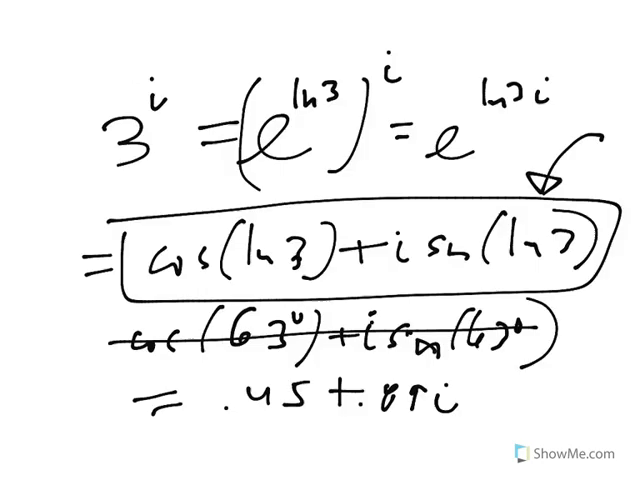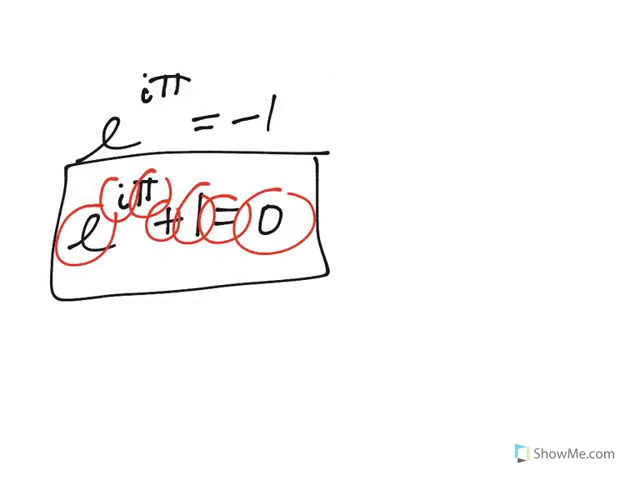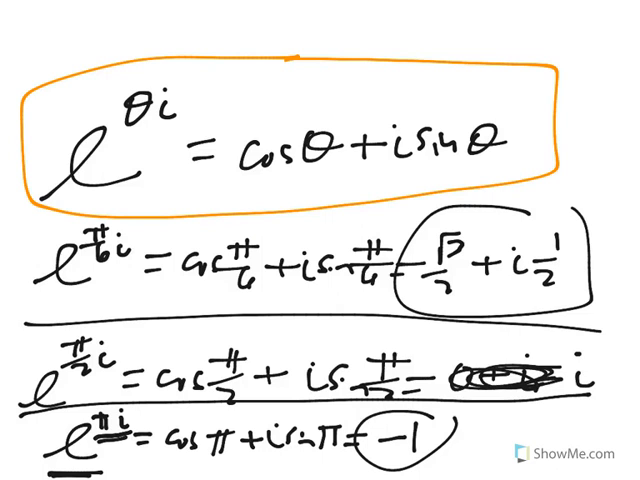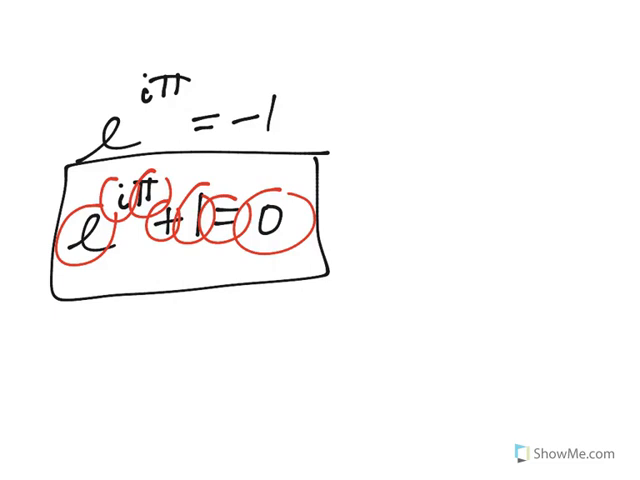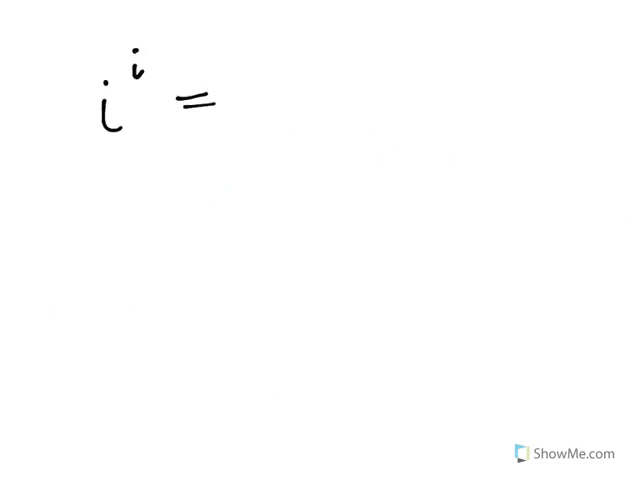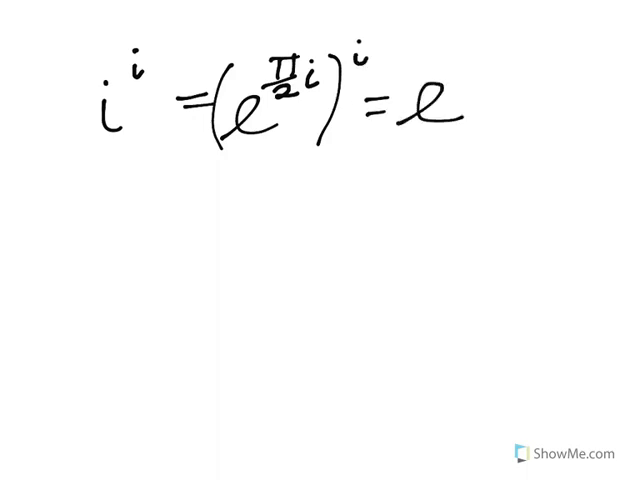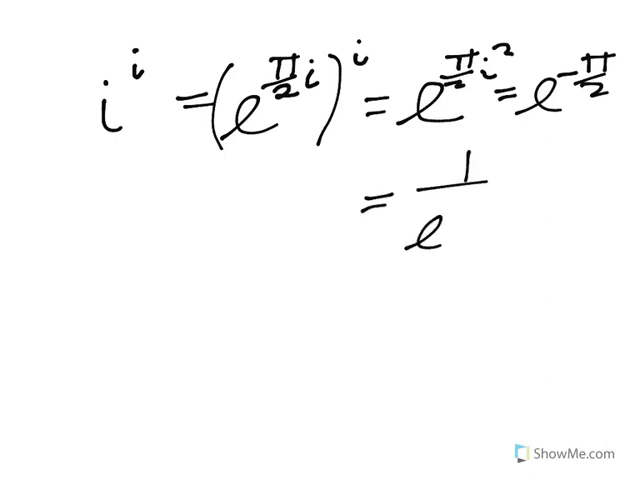But what we can do, remember back here, we saw that if I put pi over 2 in for theta, I end up with i. So instead of i to the i, I'll do this thing to the i power: e to the pi over 2i. Well, now when I raise a power to a power, I multiply the exponents. So I get e to the pi over 2 times i squared, which is e to the negative pi over 2, which is 1 over e to the pi over 2.